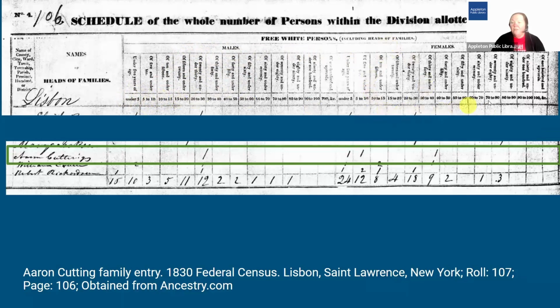And then they do the females over here on the other side. So you can see these different age groups and then the tick marks corresponding to those age groups. Here I'm looking at the Aaron Cutting family living in Lisbon, New York in 1830. I'm going to write down all of these tick marks and what ages this corresponds to.